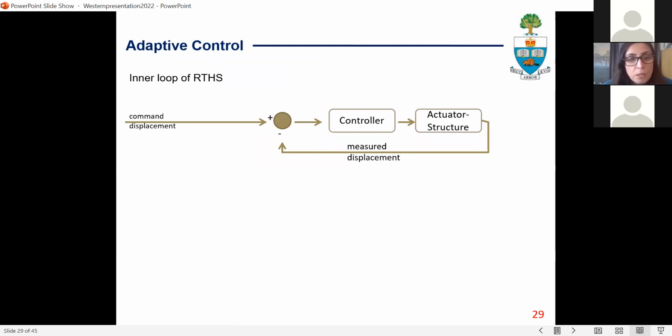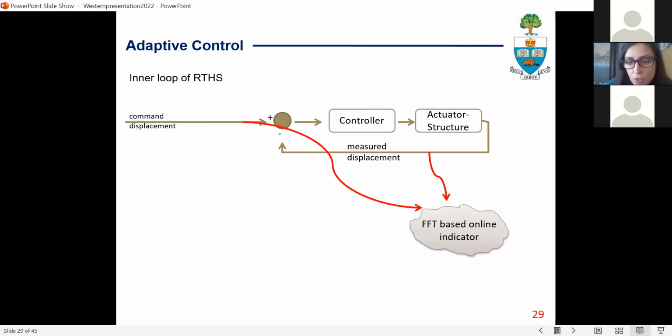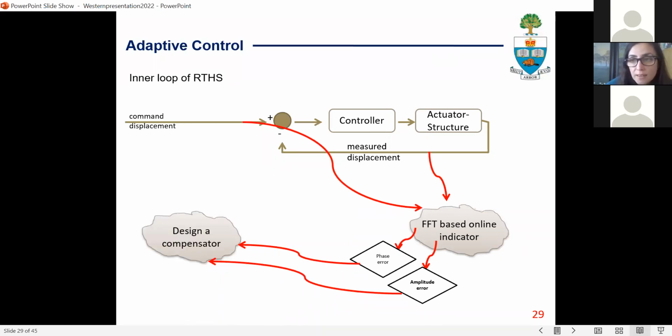So the very first one is based on the frequency domain-based indicators that I described earlier. The idea is quite simple. In the inner loop, we have our constant coefficient controller and the system that we need to control. We have the command displacement and measured displacement. So we take these two, we introduce our frequency domain-based online indicators. They quantify the phase error and amplitude error between these two signals. We then design a compensator to negate these effects and put it in the forward path.